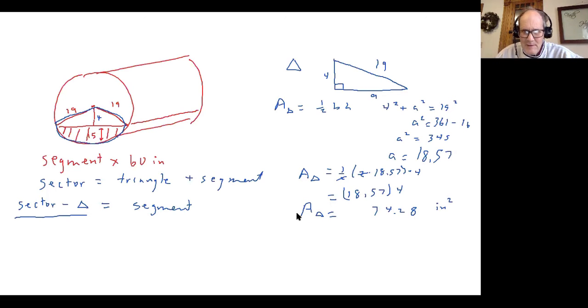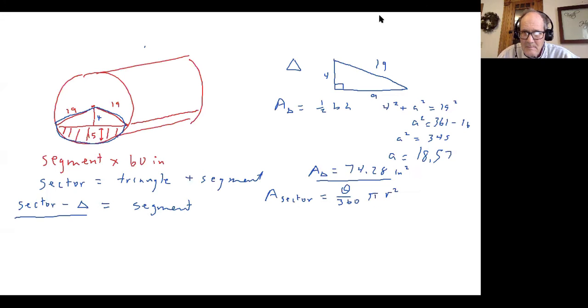Okay, now let's go and find the area of the segment. Let's stop and rearrange. The area of the sector is theta over 360 pi r squared. And this angle right here is theta. So in other words, we're taking the portion that theta is of 360 of the area of the whole circle. So we have to find out what theta is. How do we do that?